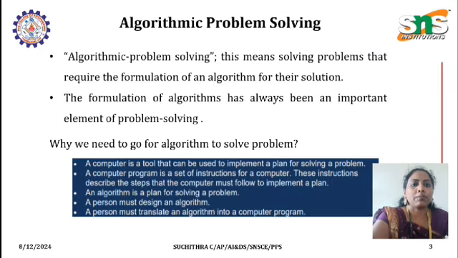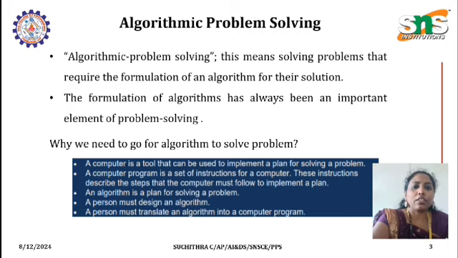Algorithmic problem solving means solving problems that require the formulation of an algorithm for their solution. The formulation of an algorithm has always been an important element of problem solving. Why do we need an algorithm to solve a problem?